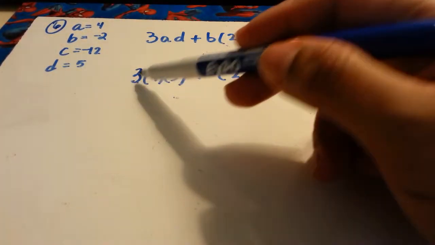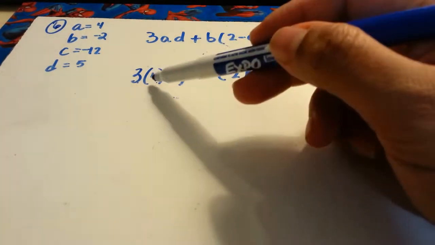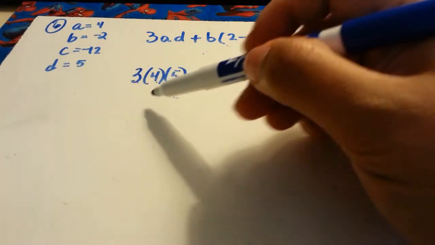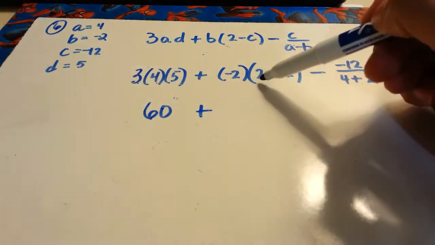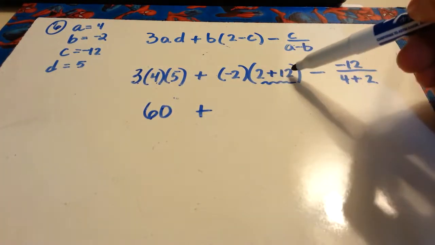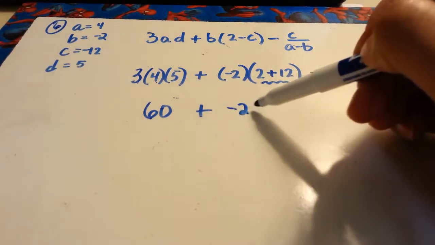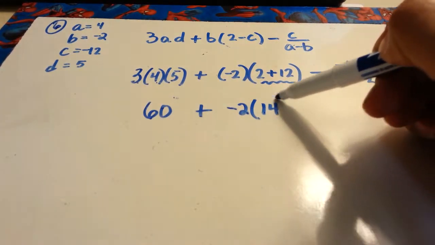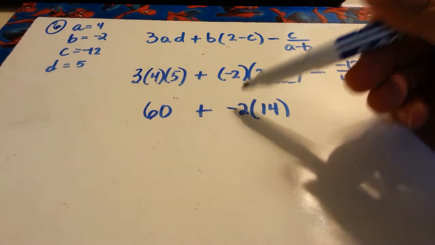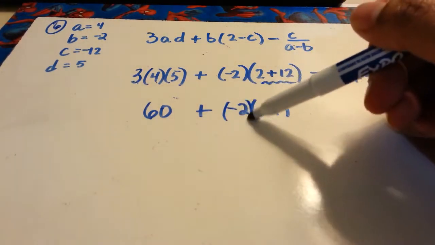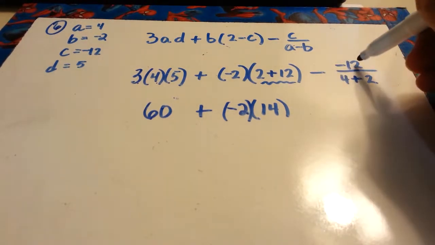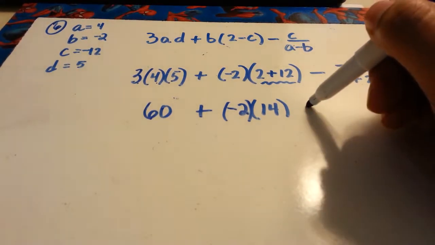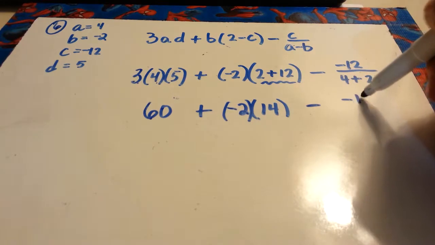And now you just work it out. 3 times 4 times 5. 4 times 5 is 20. 20 times 3 is a 60. You have to do this part first. What's 2 plus 12? It's a 14, right? So it's a negative 2 times a 14. And you can keep this in parentheses if you want to. It's still multiplication. All right, this is minus a negative 12.